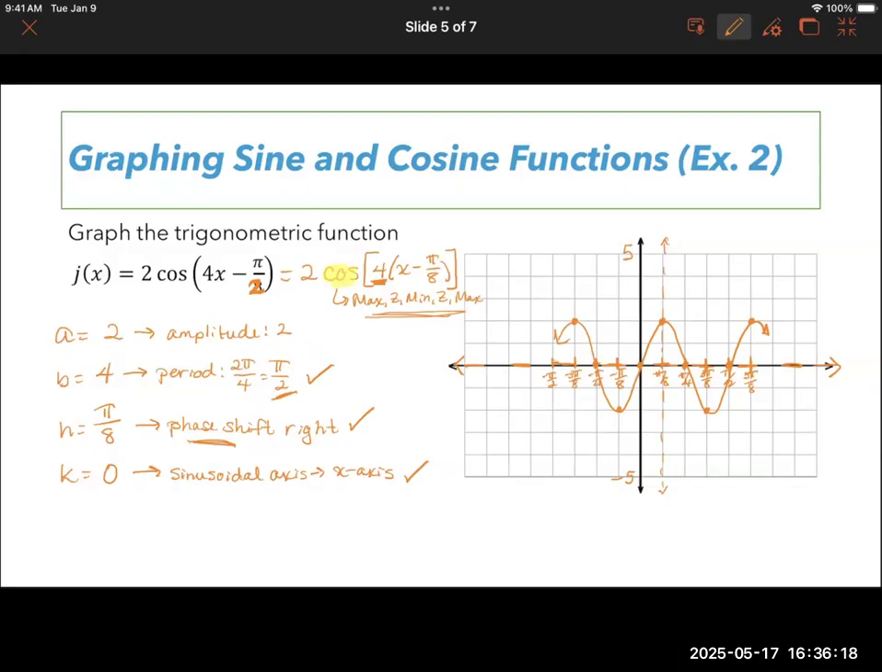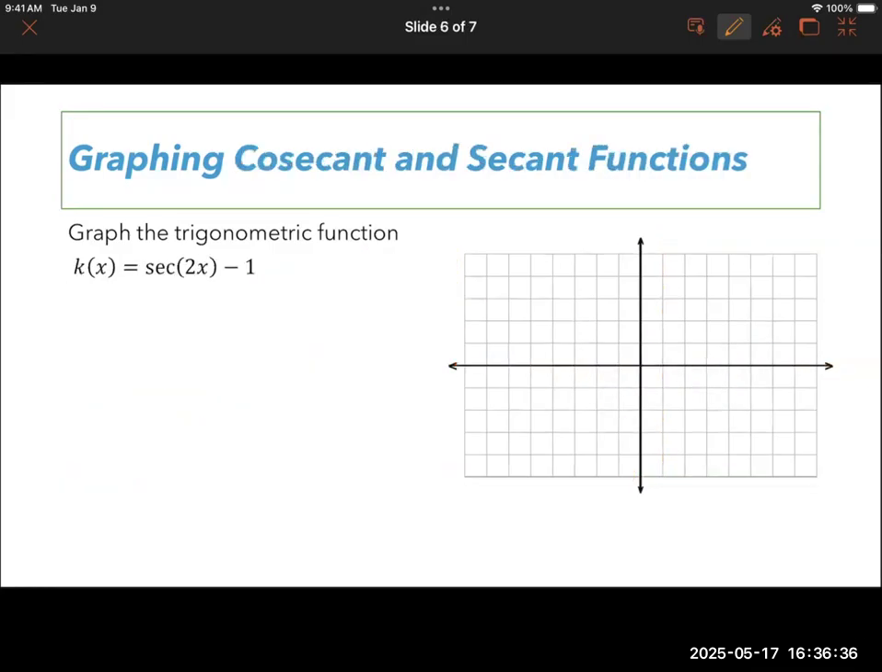Now, sine and cosine are probably what you will have to graph most often in your Algebra 2 or pre-calculus classes. They're probably going to be the functions that you become the most familiar with because of how many times you'll be asked to graph these. But you may also be asked to graph the trig functions that go beyond sine and cosine, like cosecant and secant, or tangent and cotangent. So I want to take a moment to just show you how I do these.